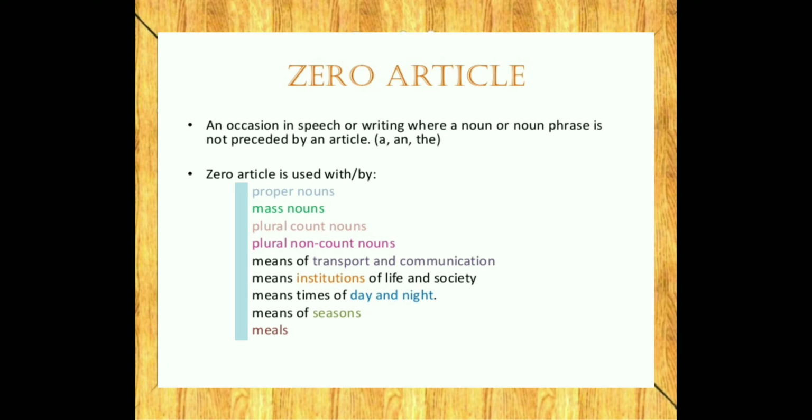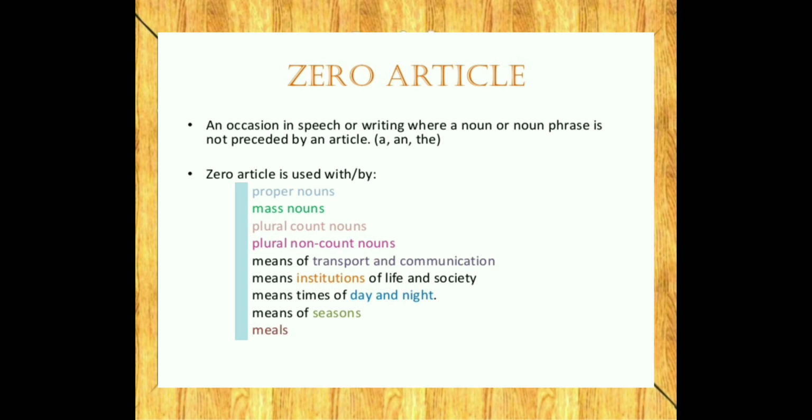Let's discuss the zero article now. Now there are certain cases where we will not use any of the 3 articles, and there we have to leave the blank as it is. Such cases are called zero articles. An occasion in speech or writing where a noun or noun phrase is not preceded by an article, such a case is called zero article.